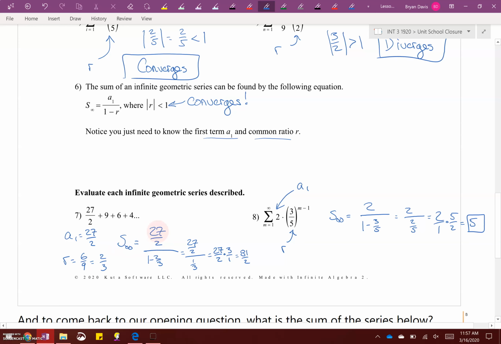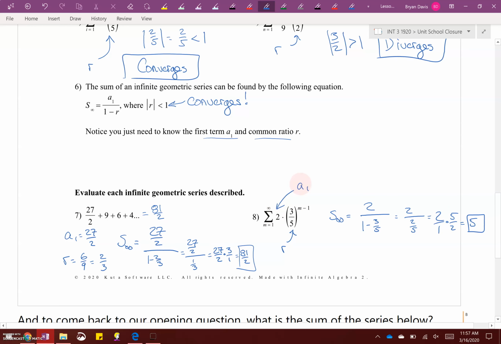So I substitute a sub 1 in the numerator, 27 over 2. And then 1 minus r, with r being 2/3, in the denominator. So 1 minus 2/3 is 1/3. Rather than dividing by a fraction, I want to multiply by its reciprocal. The reciprocal of 1 over 3 is 3 over 1. I get 81 over 2. So the sum of this is going to be 81 over 2. So this infinite sum converges on the number 81 over 2.